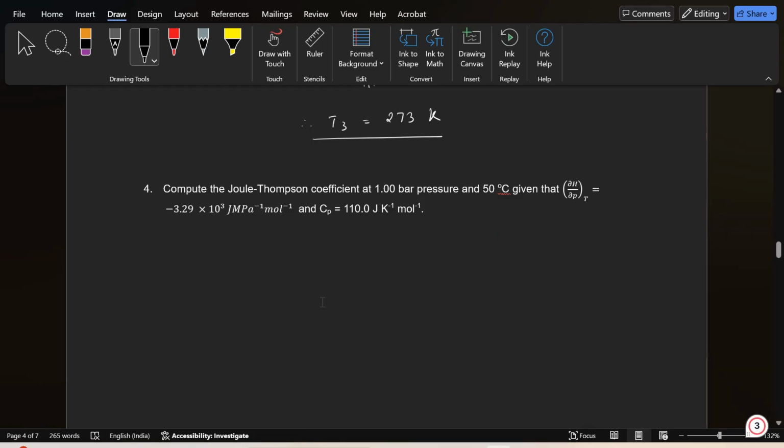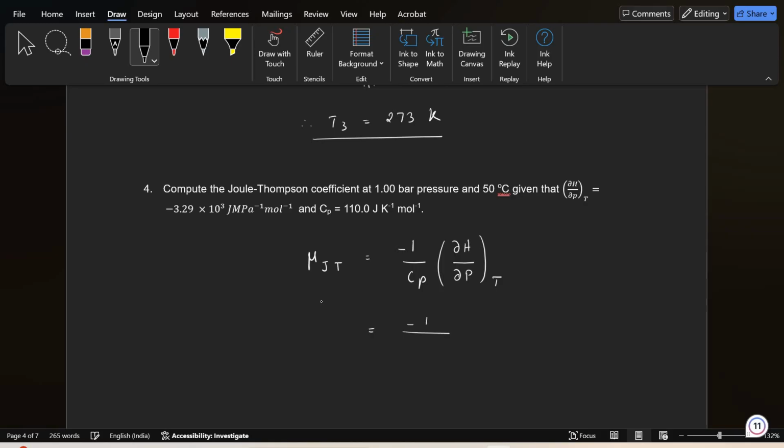Okay. So the fourth question is about how to calculate the Joule-Thomson coefficient. What is the Joule-Thomson coefficient formula? It's just an application of the formula. Mu JT is equal to 1 by Cp into del H by del P at constant temperature. So this is the formula. We have the del H by del P value and the Cp value, so it's just simple substitution and then we'll get the value.